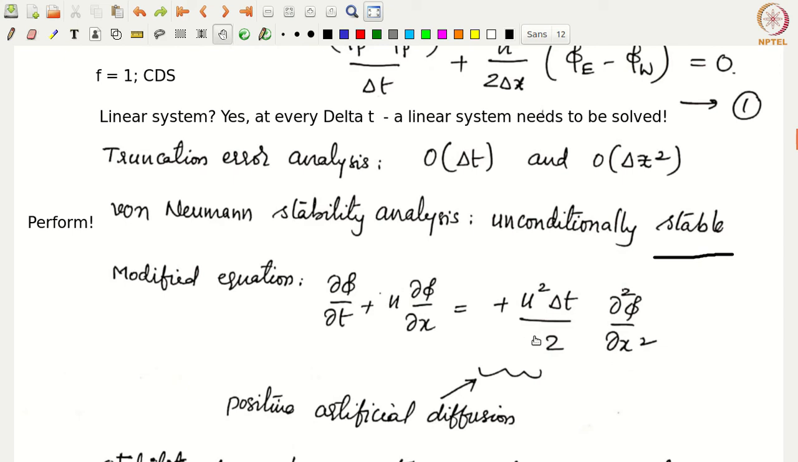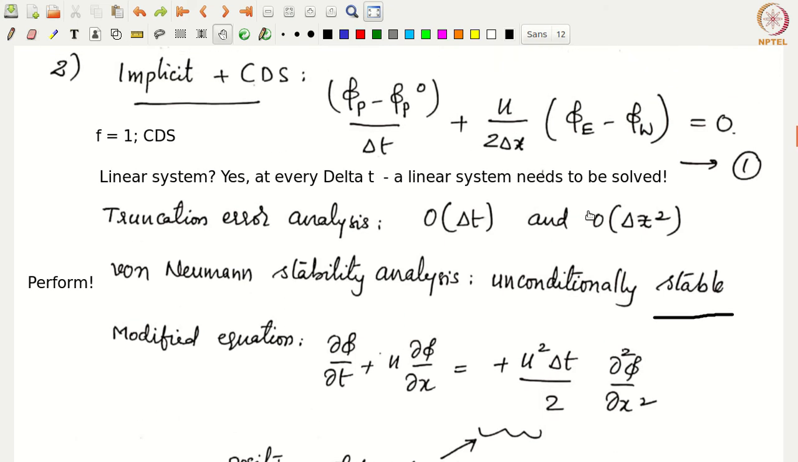Essentially it's going to introduce some kind of diffusion. I mean, that is what we think. However, if you actually try to solve the system, although this is unconditionally stable, what you see is that your solution would give you a stable solution, but the results will not be accurate for any delta t you choose. That is because the von Neumann stability analysis only tells you that it is unconditionally stable.